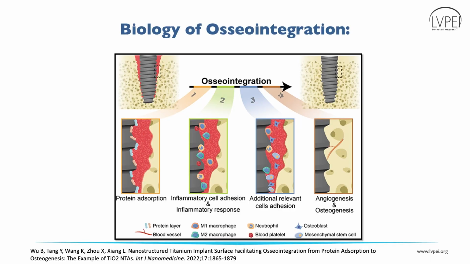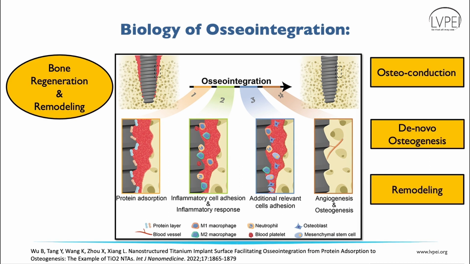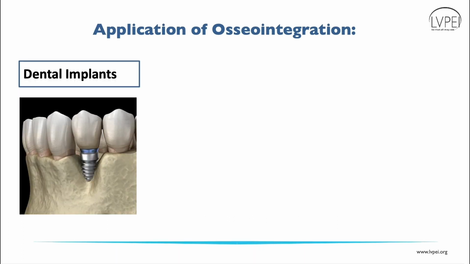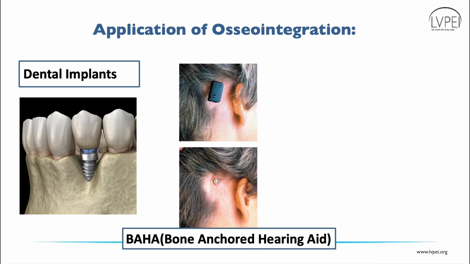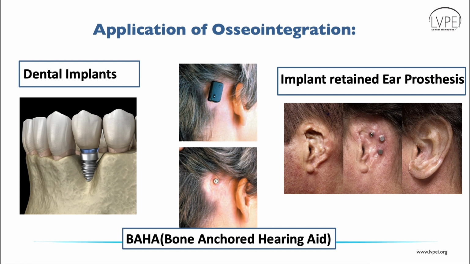The biological process behind osseointegration is a combination of bone regeneration and remodeling, very similar to the healing process observed in fractures. Application of osseointegration has further expanded outside the oral cavity to include the craniofacial area, like BAHA or bone anchored hearing aid, and implant retained ear prostheses.